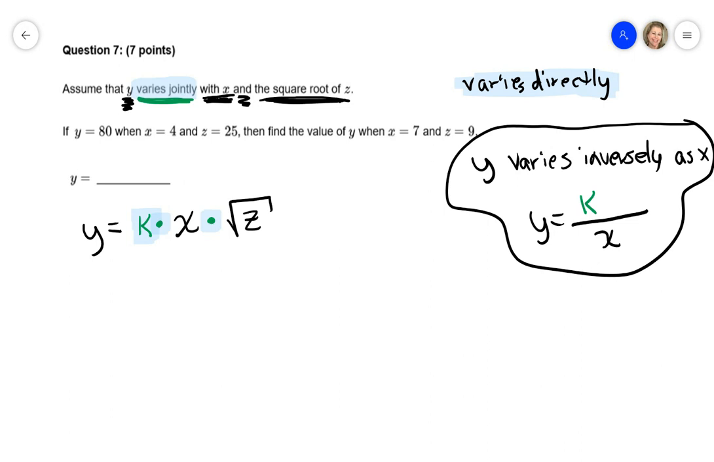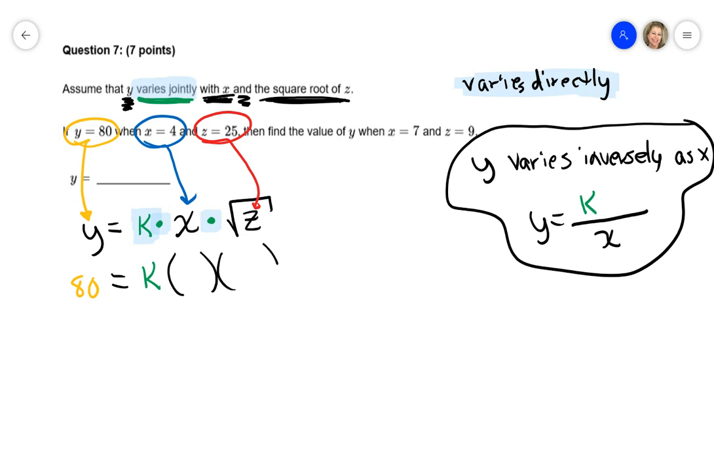Now the problem is, I don't know what k is. But they gave me a value for y, they gave me a value for x, and they gave me a value for z. So I'm going to plug those values in, and I'm going to use parentheses to show multiplication. X was a 4, and then this is the square root of 25. And at this point, I have enough information here where I could figure out what k is.